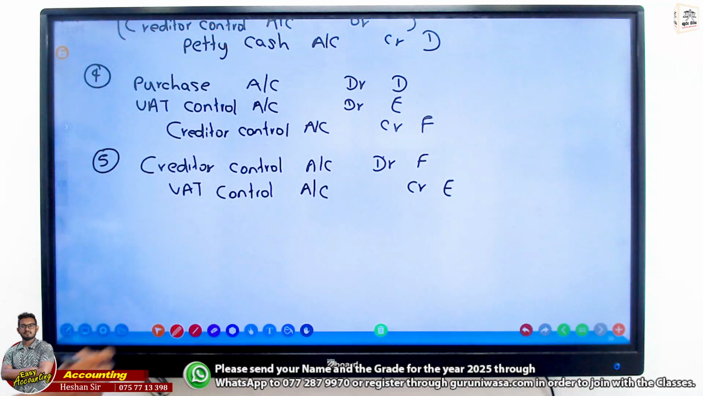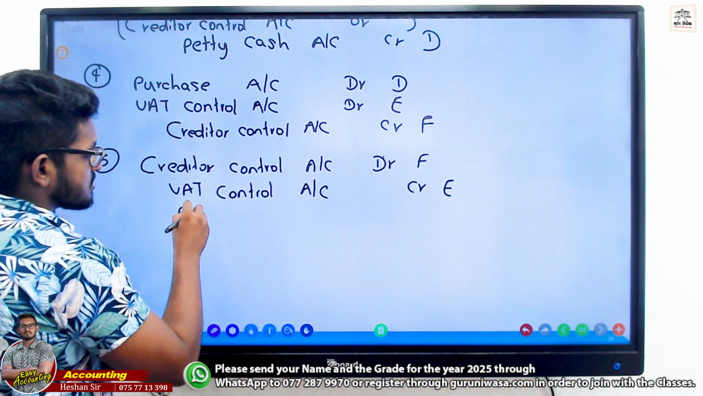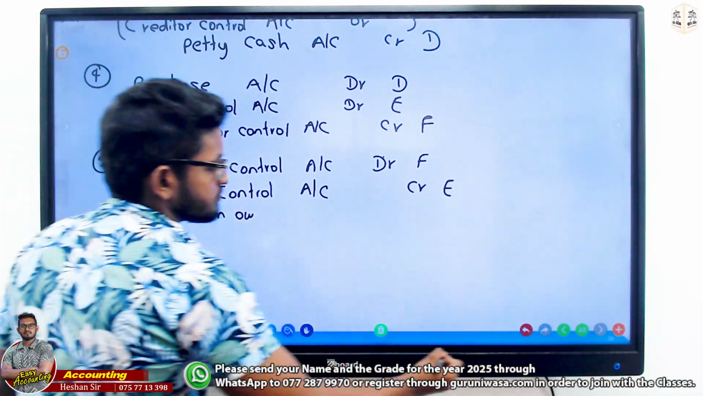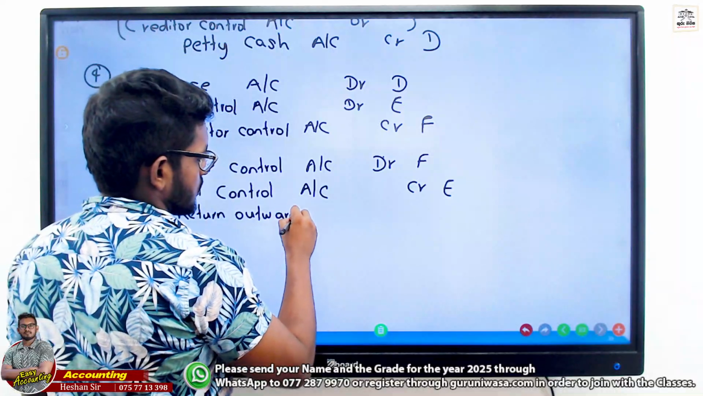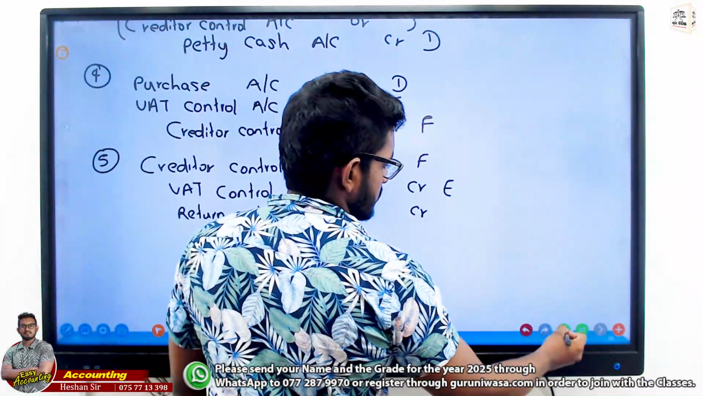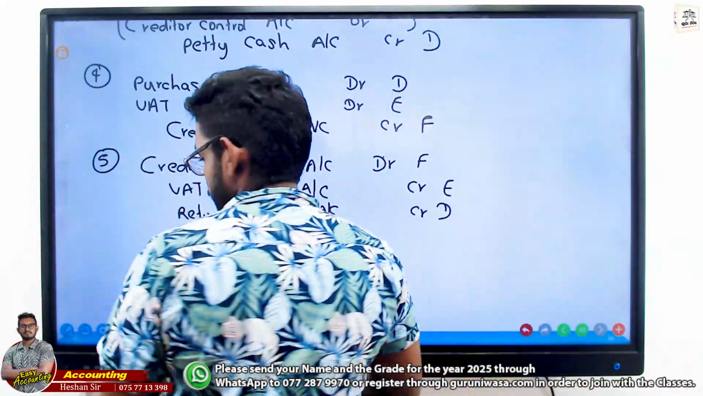When we purchase goods, purchase account debit. When we return goods, return outwards account. It is the expense decreases account, D value, which means the excluding VAT value.